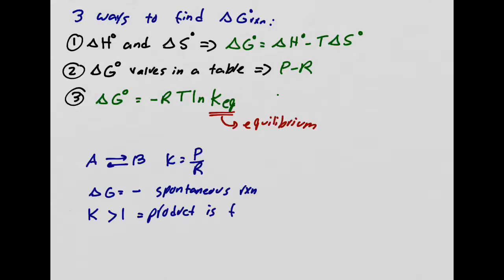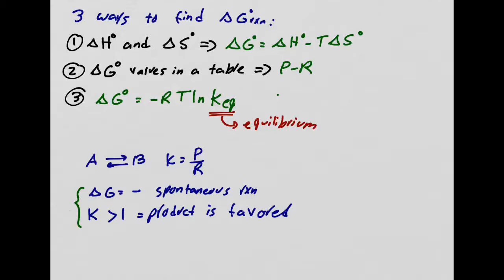So the reaction will happen in the favor of the product. I want you to remember these two, because delta G negative, spontaneous reaction, K is larger than 1, that means product is favored. Those are good things. The reaction will happen. Now, I mentioned over here that remember that this one is standard condition.